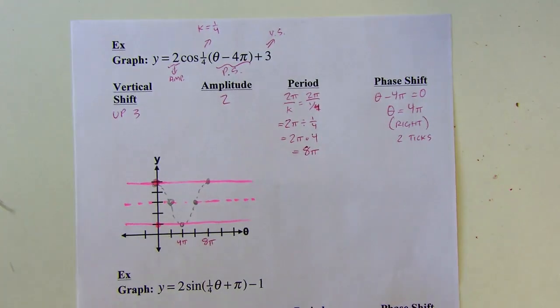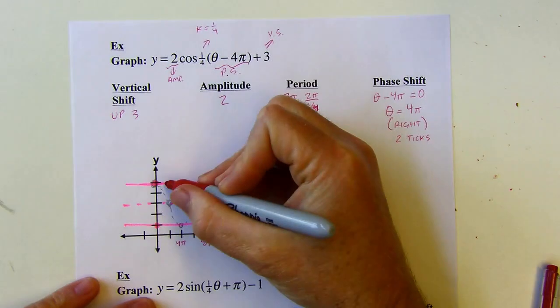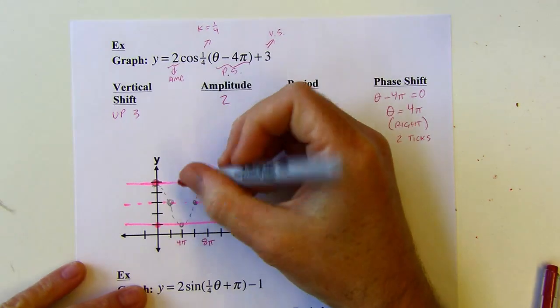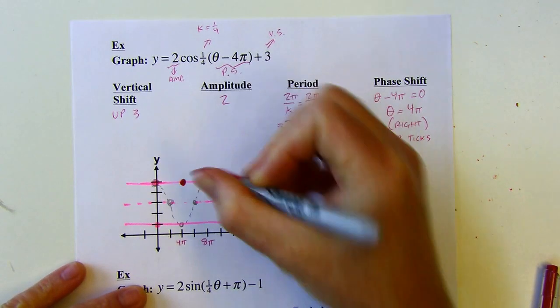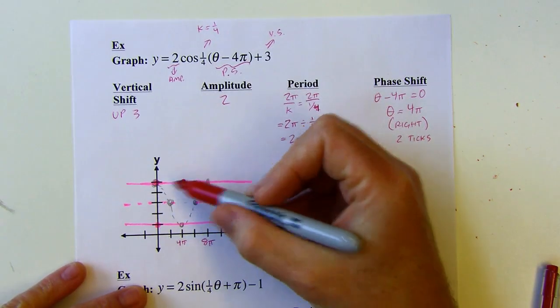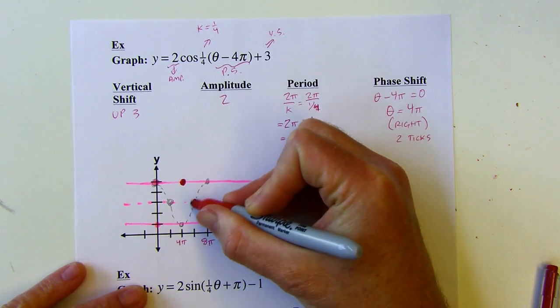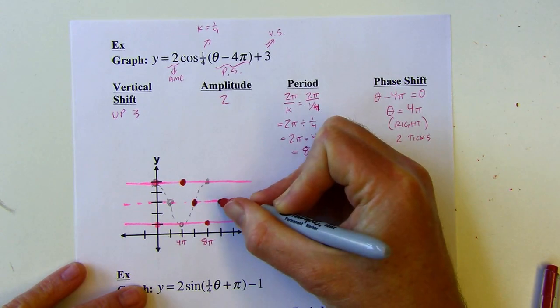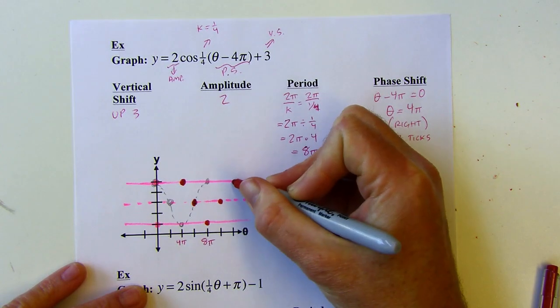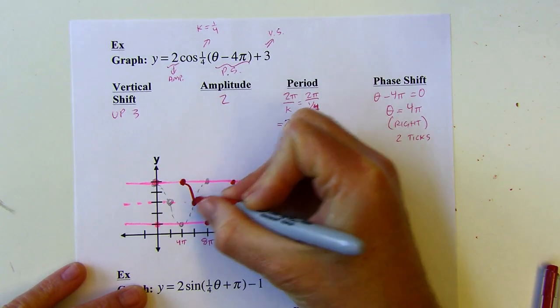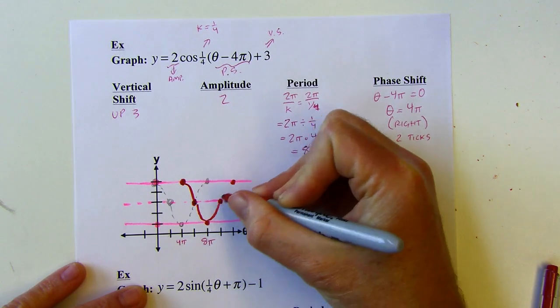Okay, so I'm going to take my leftmost point and I'll move that to the right 2 units. And then I'm just going to follow the pattern of the ghost. So I'm going to go the top, middle, bottom, middle, and the top again. And this is what my cycle is going to look like.